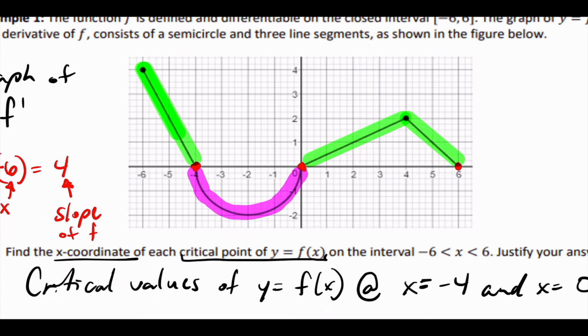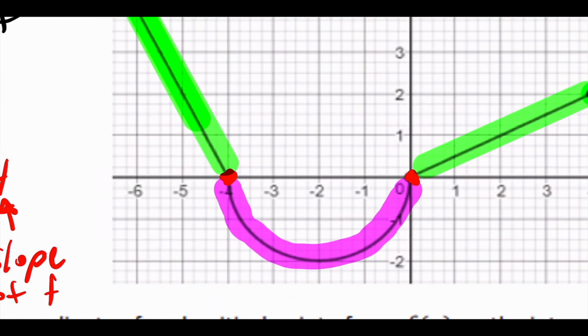Relative maximum, right? If f prime changes from negative to positive, what does that denote? A minimum, okay? So relative maximum, relative minimum. All right, so let's take a look at -4. Is that a maximum or minimum at -4?